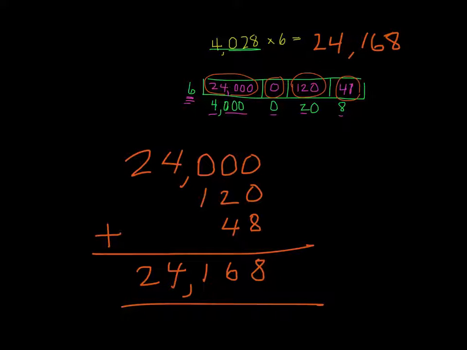24,168. And I know that my answer is reasonable because 4,028 is pretty close to just 4,000. And 4,000 times 6, 4 times 6 is 24, and then these would just be zeros. So using estimation, I can tell that my answer is reasonable.